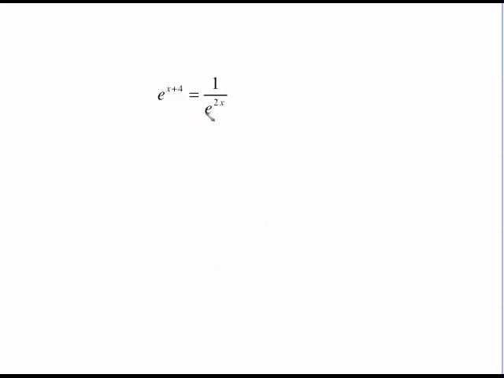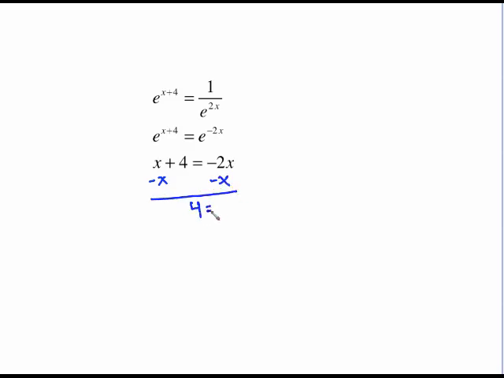We can have a base of e. It doesn't matter what this base is as long as it's the same. This is 1 over something, so I can go back to the negative exponent. This stays, set these equal to each other, and I'm dealing now just with the exponents. Solve this by subtracting x from both sides. If you subtract x from both sides, you have 4 equals negative 3x, divide both sides by negative 3, so x equals negative 4/3.